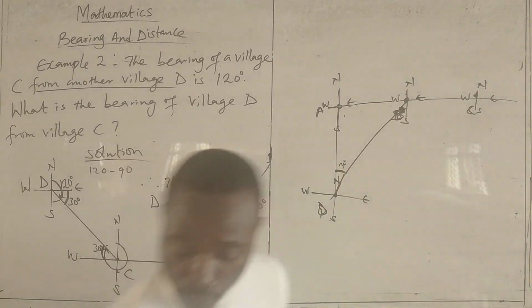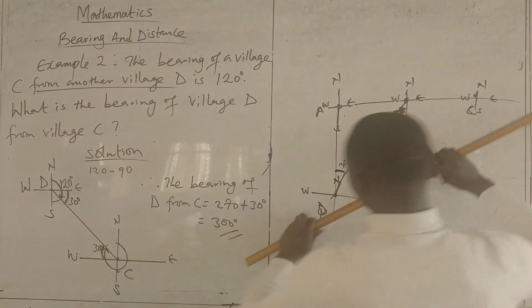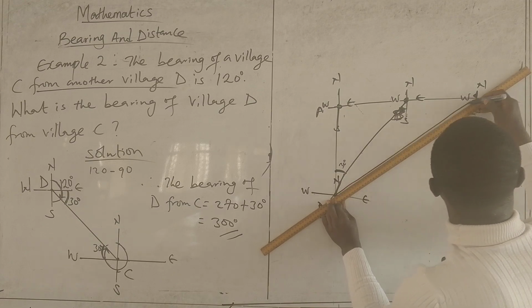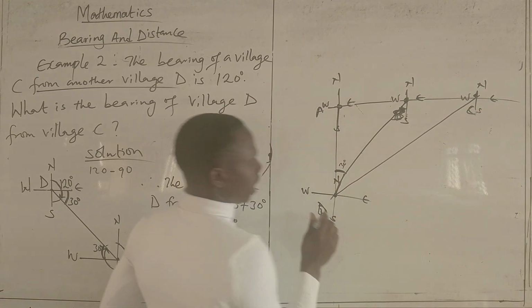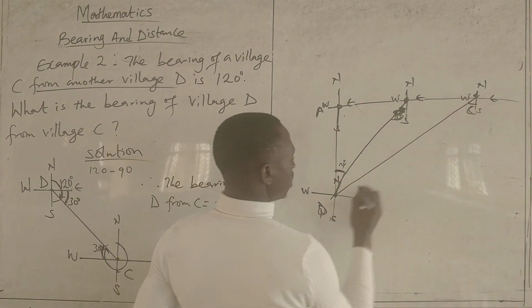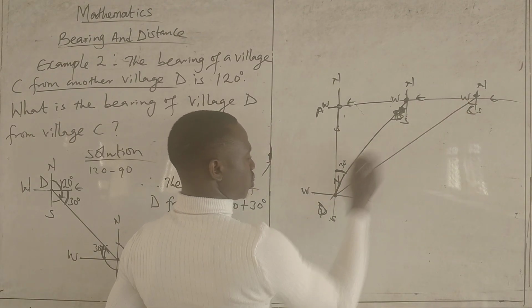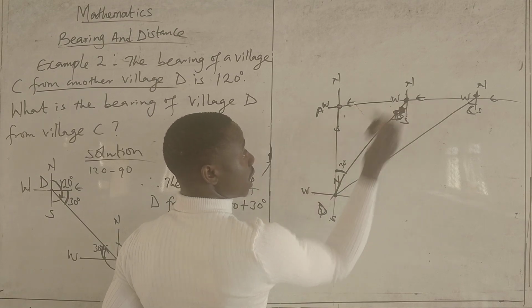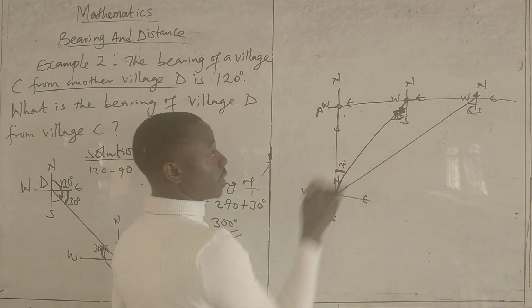Now what of relative to C? Let me draw another line from D to C. You can see now, this is another angle here. And this angle definitely can't be equal to the angle here. They are not the same thing, because they are not parallel, right?